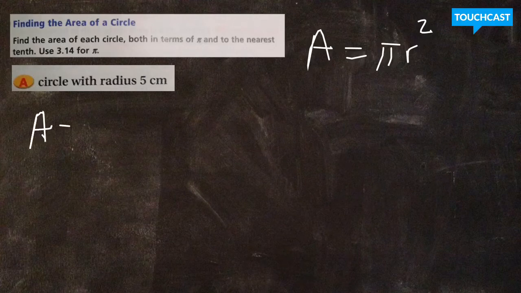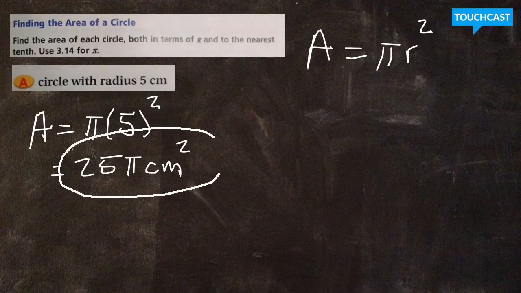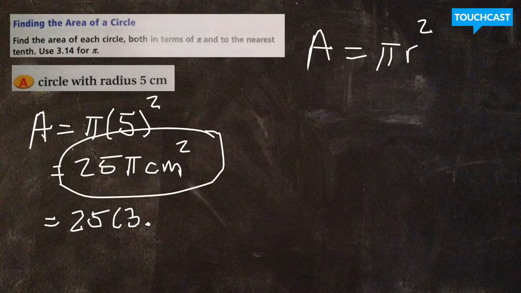The area is going to equal pi times 5 to the second power, which would be 25 pi centimeters squared if we leave this in terms of pi. Now we also need to estimate it or approximate it to the nearest tenth using 3.14 for pi. So we're going to have 25 times 3.14. Let's use this little space for some work.